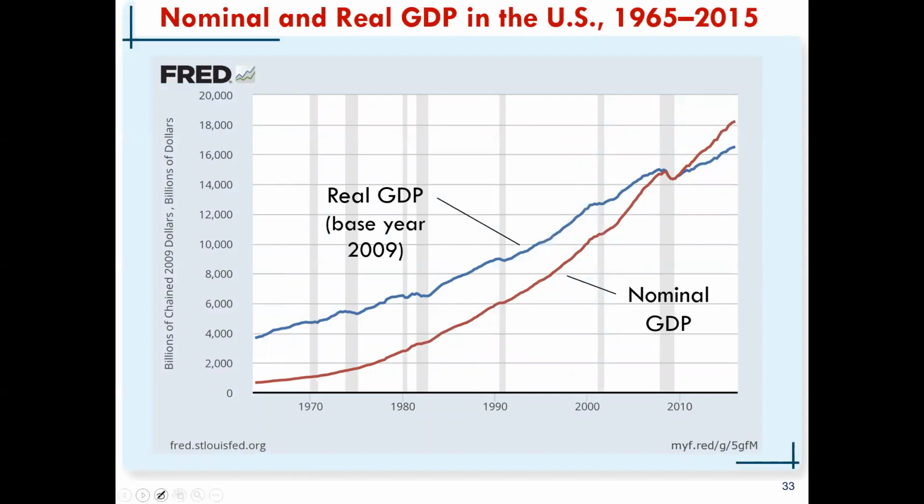So this graph shows you the nominal and real GDP in a country like the US from 1965 to 2015.